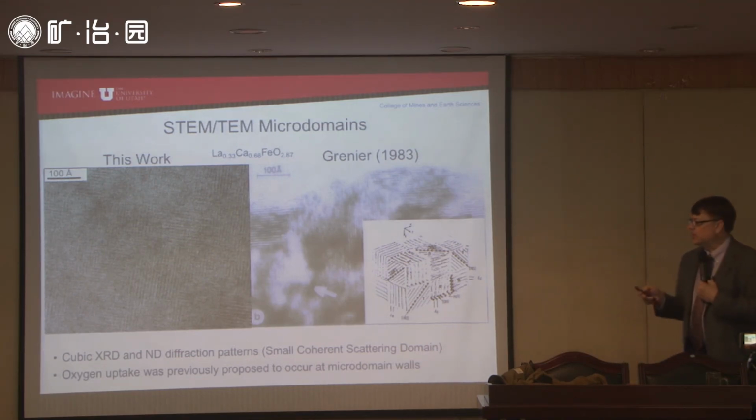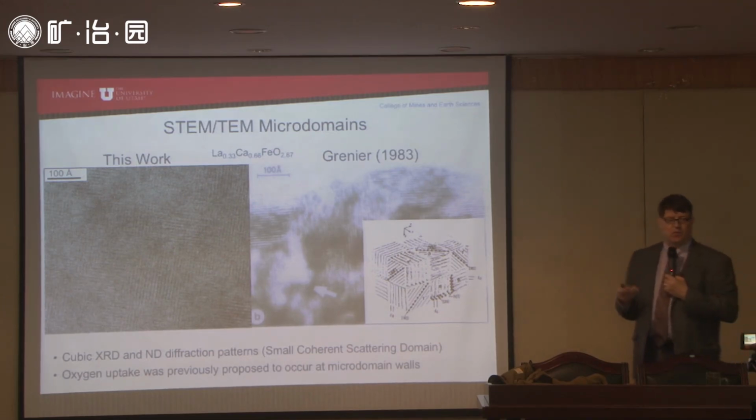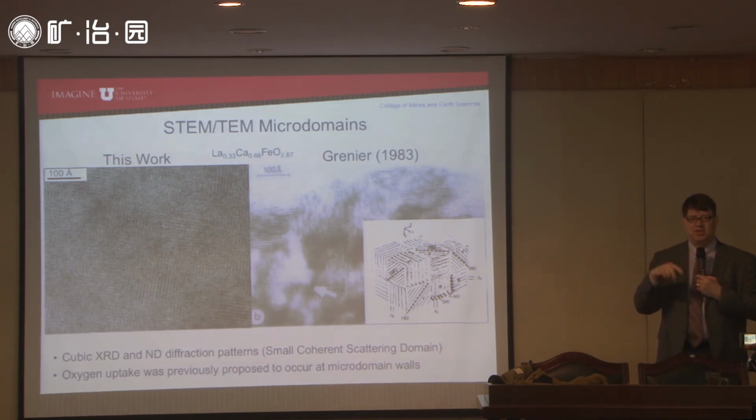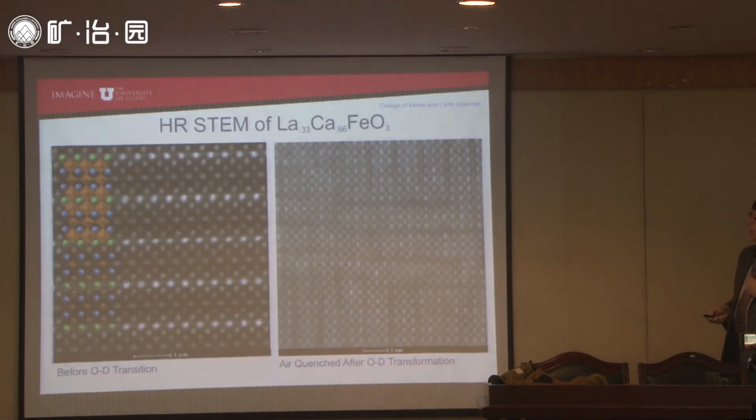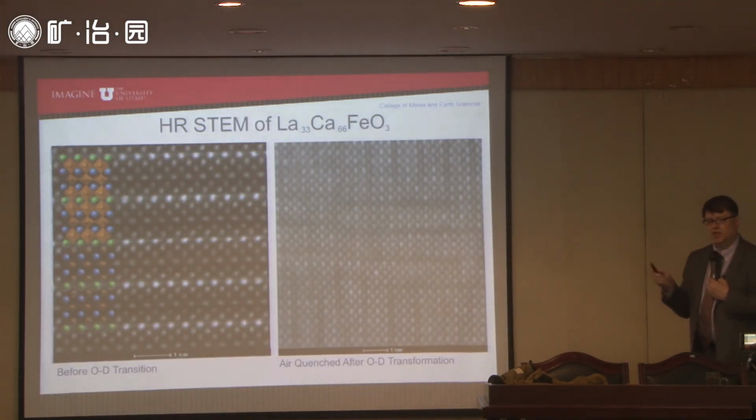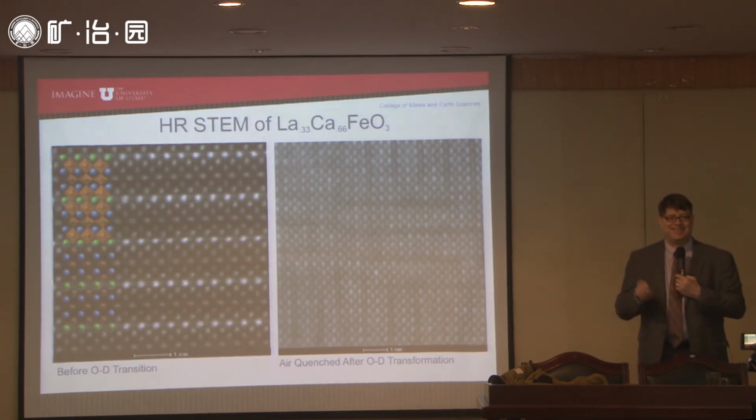Grignard theorized that the oxygen that was picked up when you cool it down got preferentially absorbed into these domain boundaries. And so we wanted to verify whether or not that is true. And again, we go back to high resolution TEM in order to try to prove this. Okay? So these are two high resolution Z-stem images of the same composition.